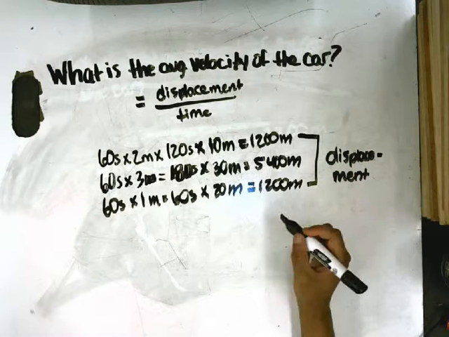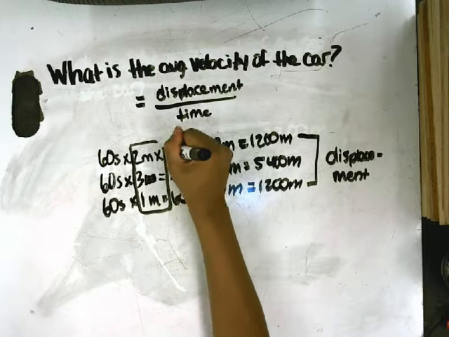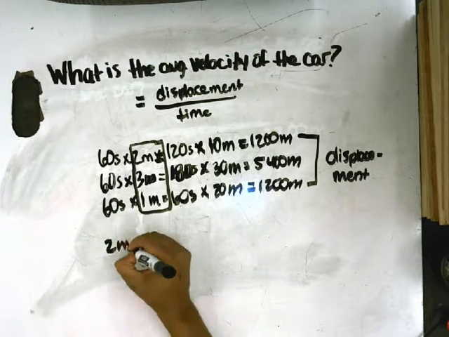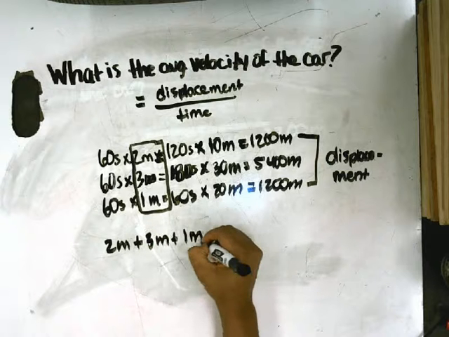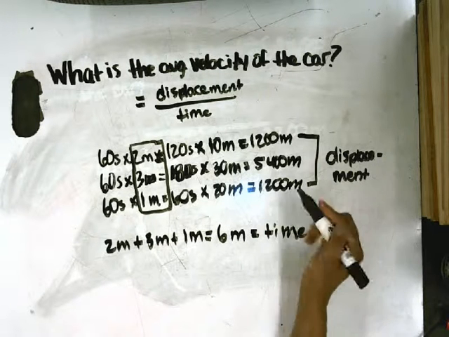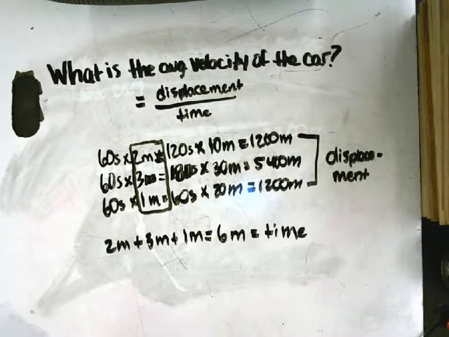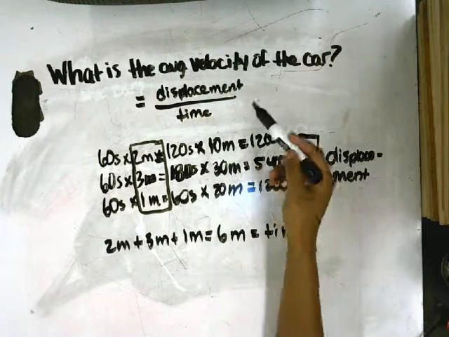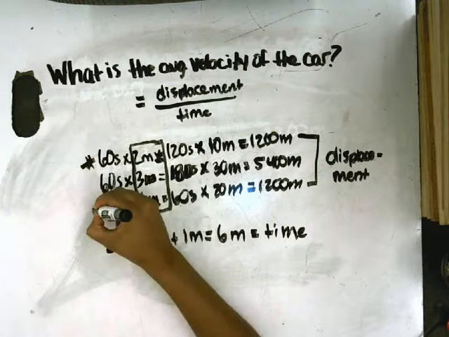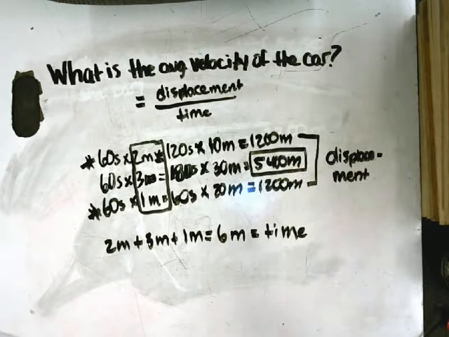Now, in order to find the time, you're going to have to add up all the minutes, which is going to be 2 minutes plus 3 minutes plus 1 minute, which is going to be 6 minutes, and this is going to equal your time. Now, looking back up here at our equation, to find the average velocity, you're going to have to do displacement over time. So, essentially, these are going to cancel out. So, the displacement of the car is only going to be 5,400.